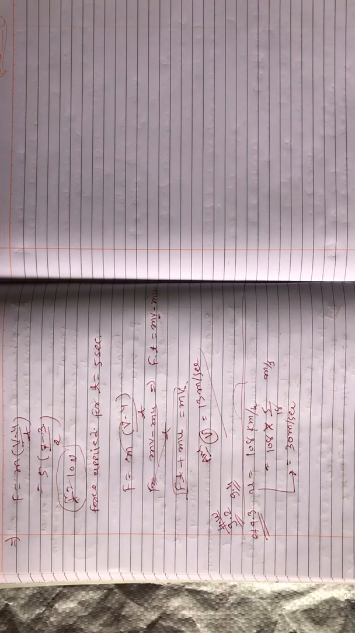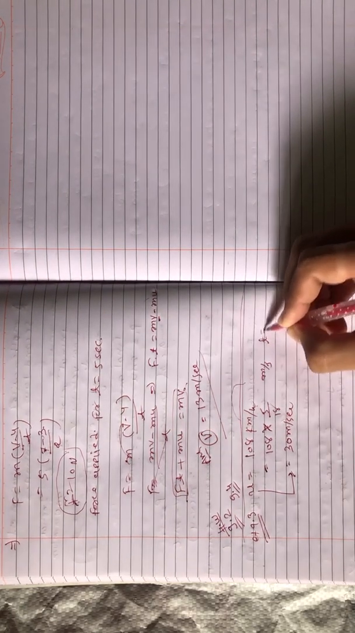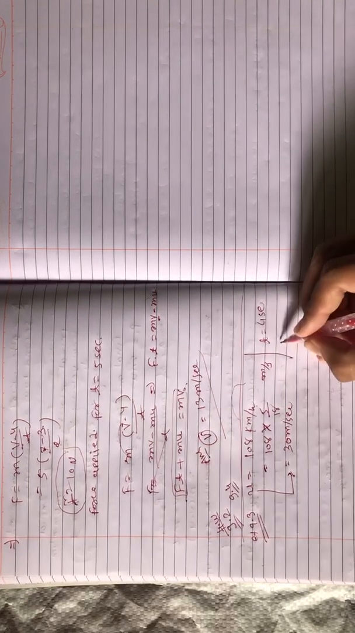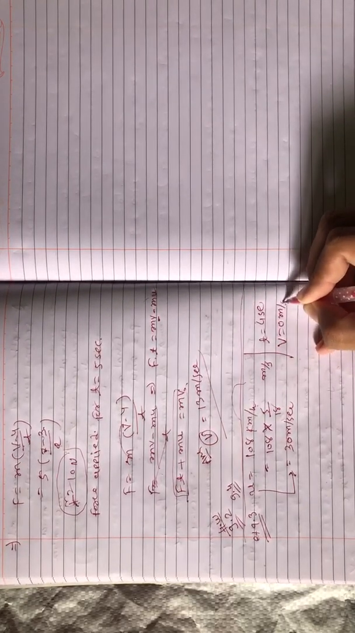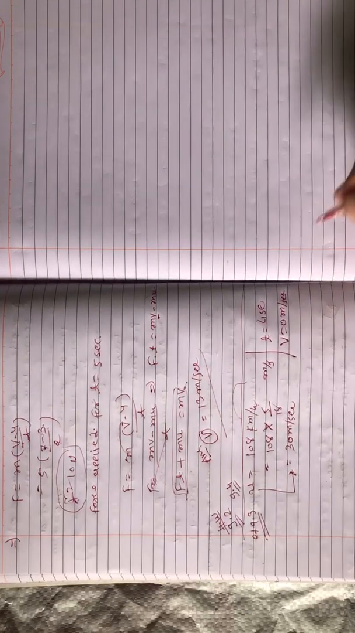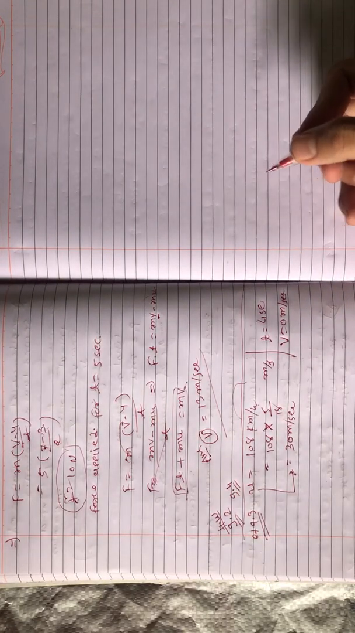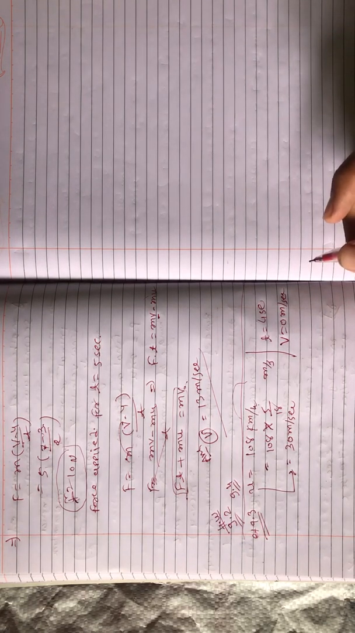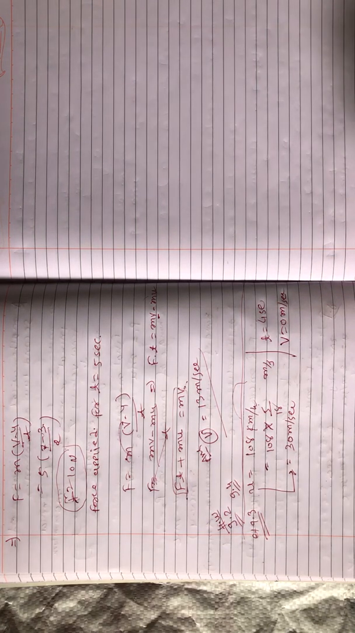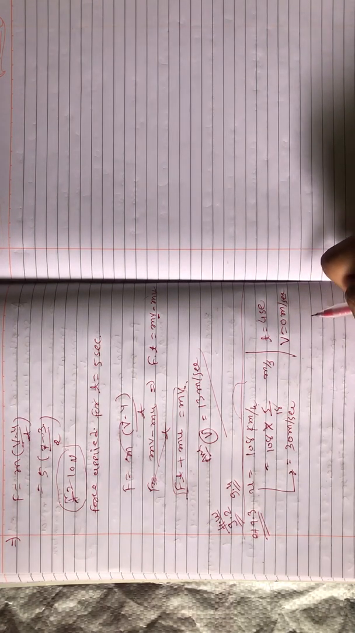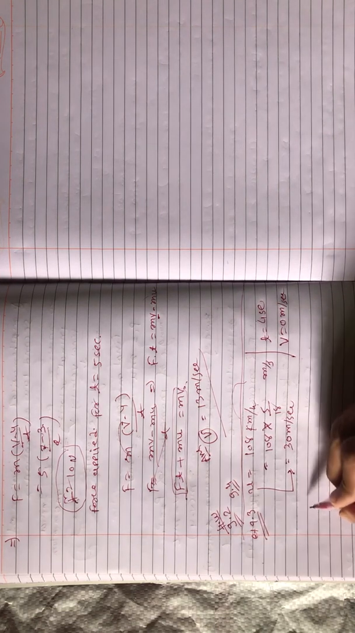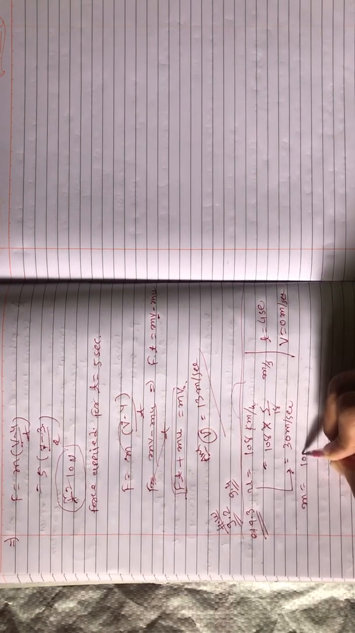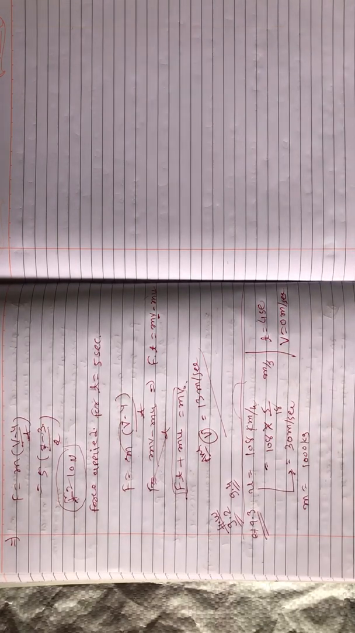Now it takes 4 seconds to stop. It means the final velocity is a rest condition, therefore the final velocity is 0 meter per second. Now calculate the force applied by the brakes of the motor car. Its mass along with the passenger is 1000 kg. So the value of mass is equal to 1000 kg. So what will we find?